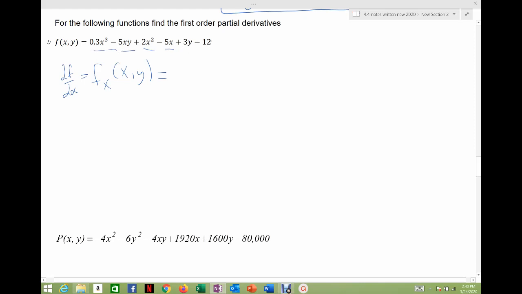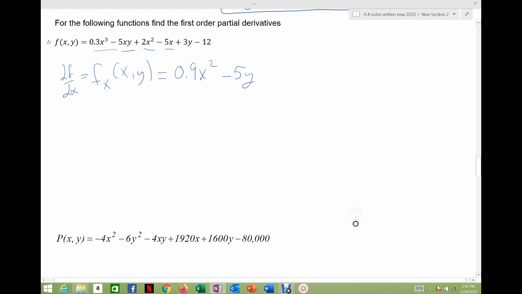So 3y is a constant, it'll zero away, there's no x. 12 is a constant, it'll zero away. And so I just take the derivative of the x parts. And so the first one is 0.3x cubed, and so I use the power rule. It's going to be 0.9x to the second. All right, this was actually the one we did on the previous page. Right? The negative 5 and the y are constant multipliers. They come along. The derivative of x is just 1.